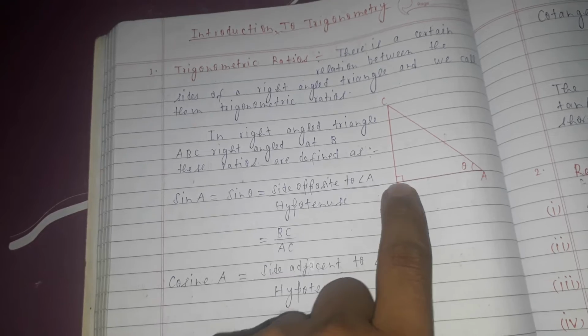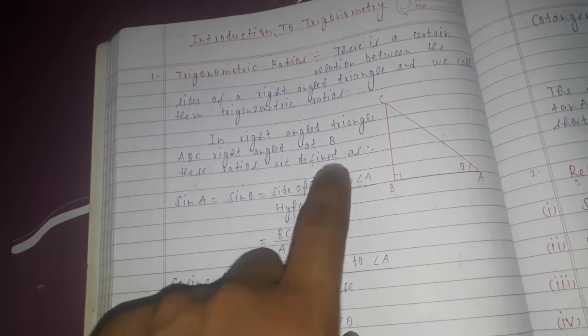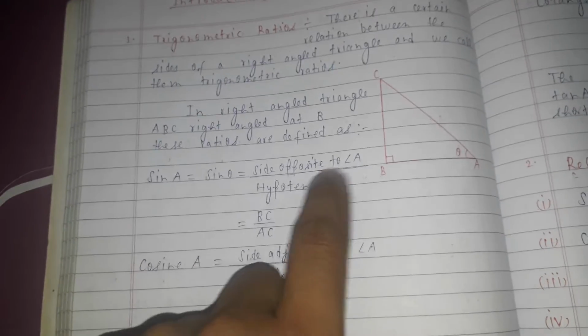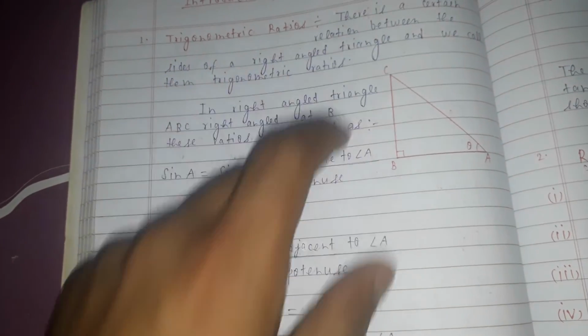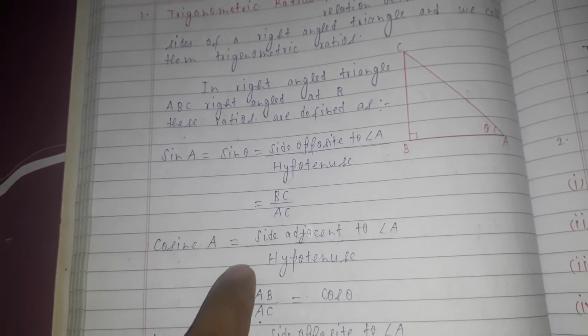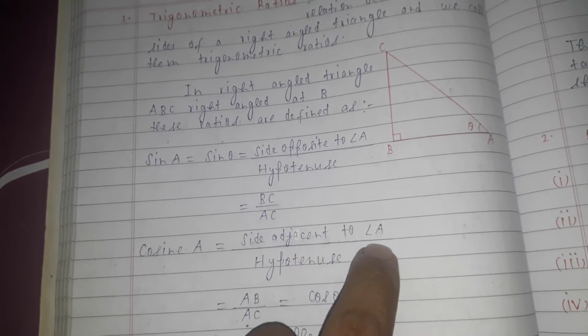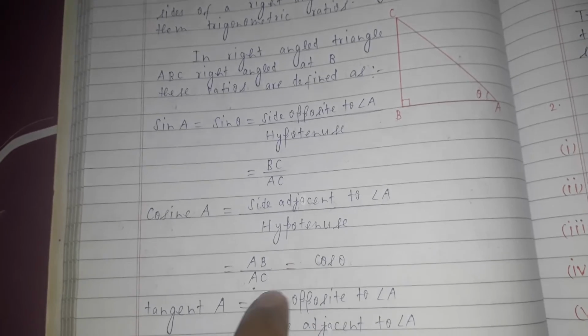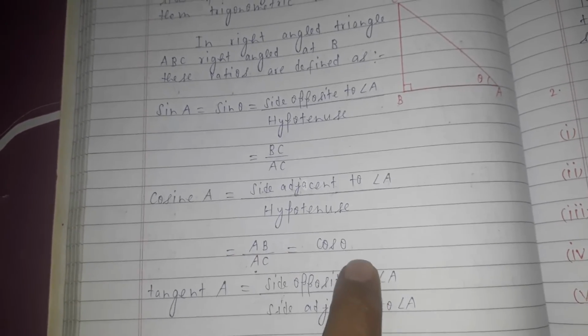This is right angled. These ratios are defined as sin A equal to sin theta equal to side opposite to angle A. It means side BC upon hypotenuse. It means side AC, equal to BC upon AC. Cosine A equal to side adjacent to angle A. It means side AB upon hypotenuse. It means side AC, equal to AB upon AC equal to cos theta.